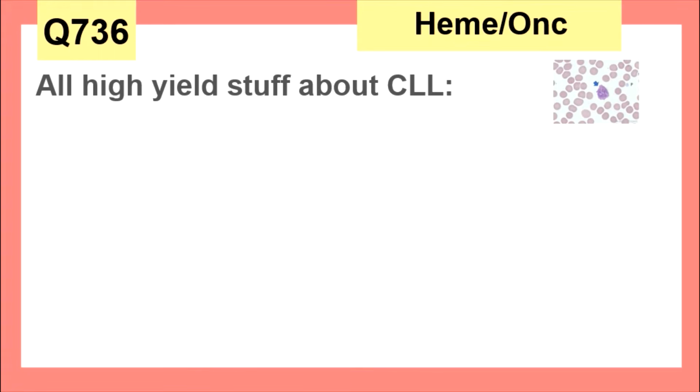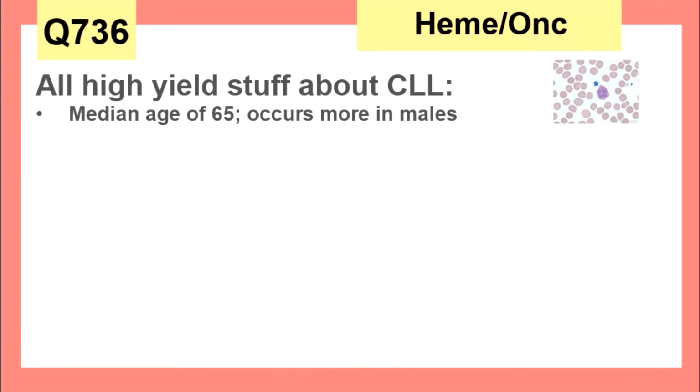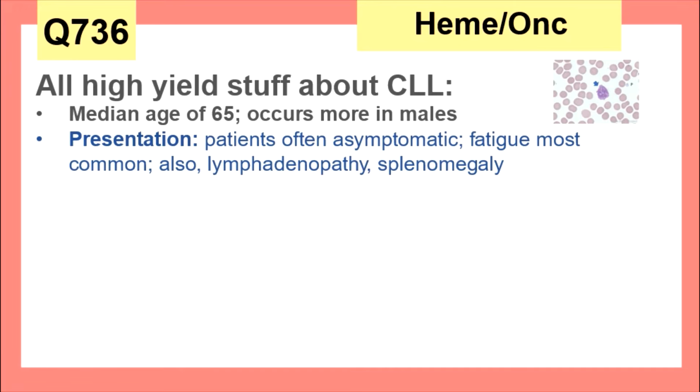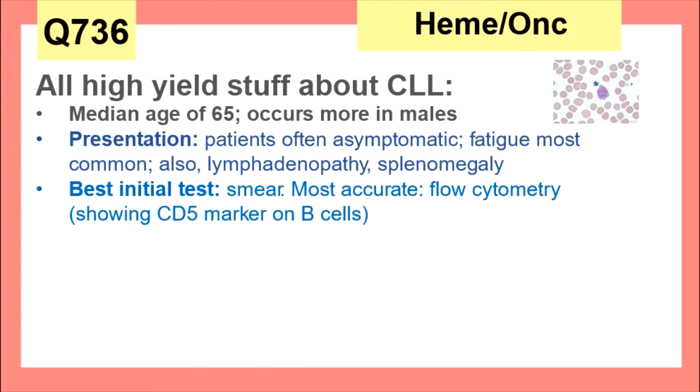All right, all high-yield stuff about CLL. The median age of 65 occurs more in males. The presentation, patients are often asymptomatic, but they may have fatigue, lymphadenopathy, splenomegaly. The best initial test, of course, is the smear, most accurate flow cytometry.